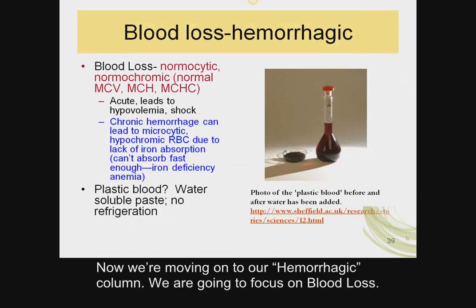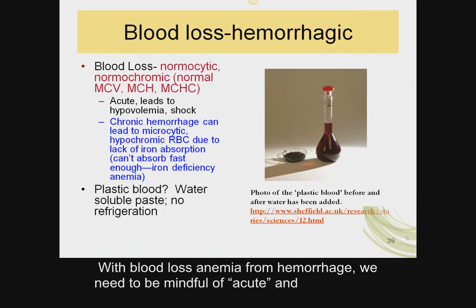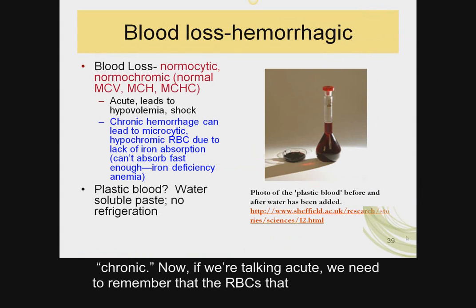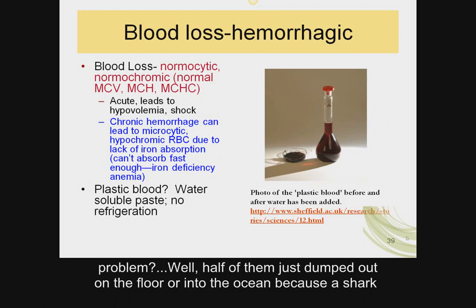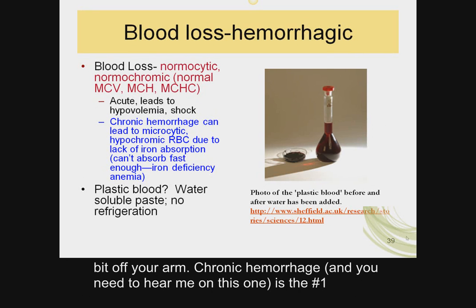Now we're moving on to our hemorrhagic column. We are going to focus on blood loss. With blood loss anemia from hemorrhage, we need to be mindful of acute and chronic. Now, if we're talking acute, we need to remember that the red blood cells that were made were fine. MCV is normal, MCH is normal, MCHC is normal. What's the problem? Well, half of them just dumped out on the floor or into the ocean because Mr. Big White Shark bit off your arm.